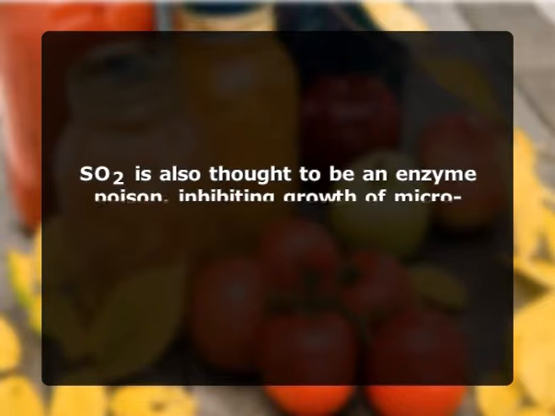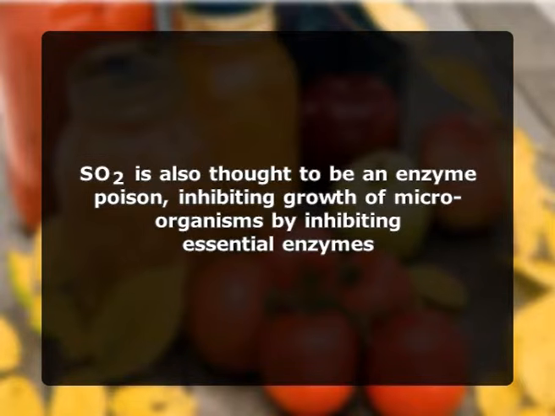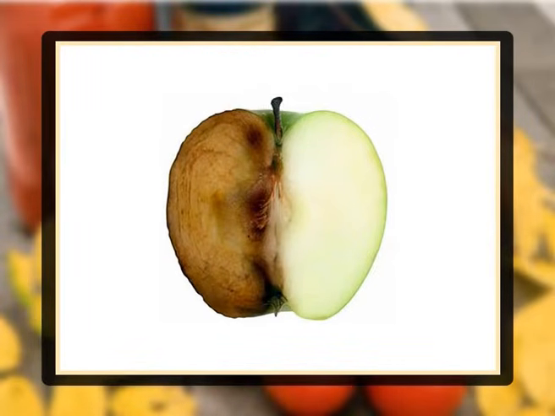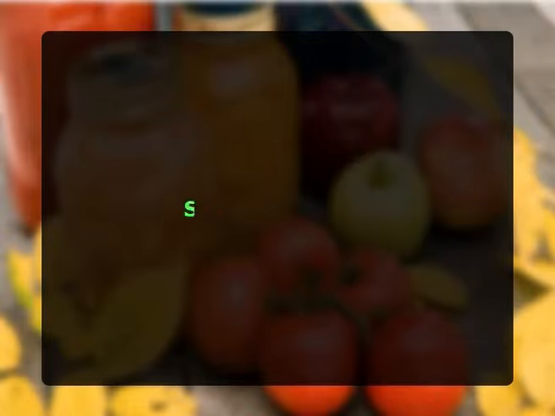Sulfur dioxide is also thought to be an enzyme poison, inhibiting growth of microorganisms by inhibiting essential enzymes. Because the sulfites are known to act on disulfide bonds, it may be presumed that certain essential enzymes are affected and that inhibition ensues. Its use in the drying of foods to inhibit enzymatic browning is based on this very assumption. Moving on to a very common household chemical, that's the salts and the sugars.